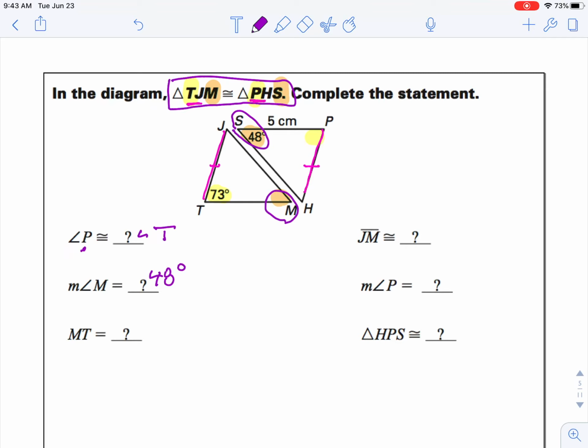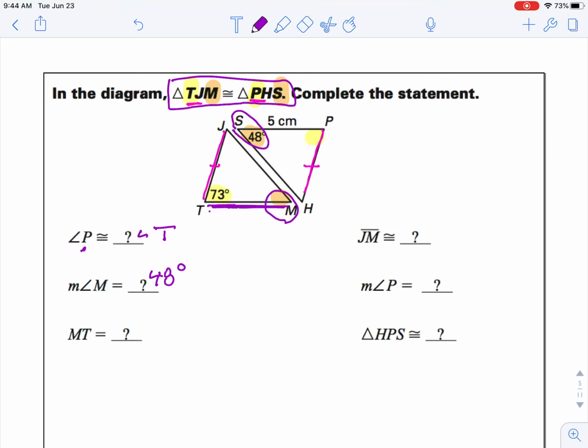Notice the difference in those questions. The first question I answered was just asking what angle is congruent to P. The second question is asking the measure of angle M is what degree measure, so that M makes a difference. The next question, again, says MT, capital M, capital T. Many of you missed this on the quiz, but when you see two capital letters, that's saying what is the length of the segment. So what is the length of segment MT right here?